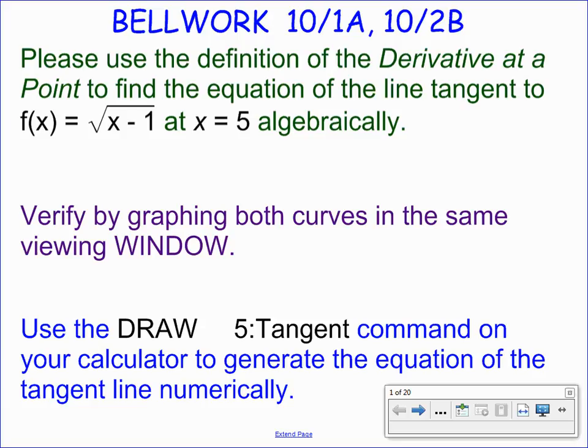Let's go ahead and get started on our Bellwork now. Raise your hand at this time if you do not have a red mark. So, not have a red mark.